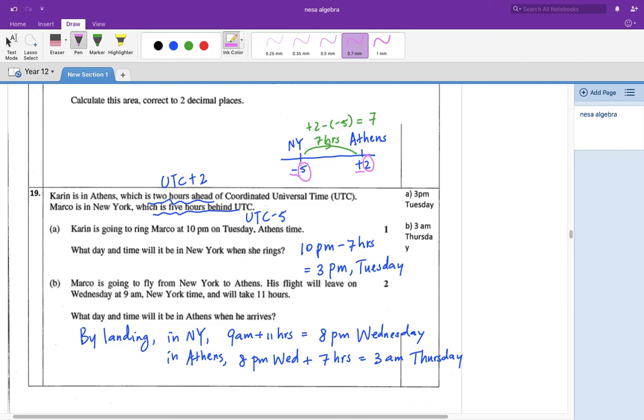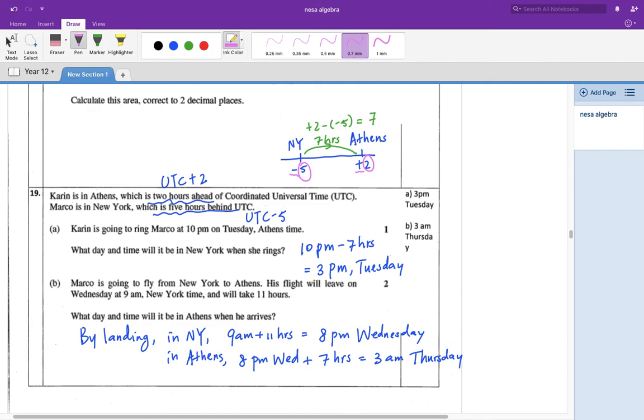So in this case, I just did the difference, right? I do the first number minus the second one, but because the second number is a negative, minus becomes positive. So it's also going to give you 7. But more simply, you can just do 5 plus 2. So the time difference is 7 hours. New York is 7 hours behind. Athens is 7 hours ahead.